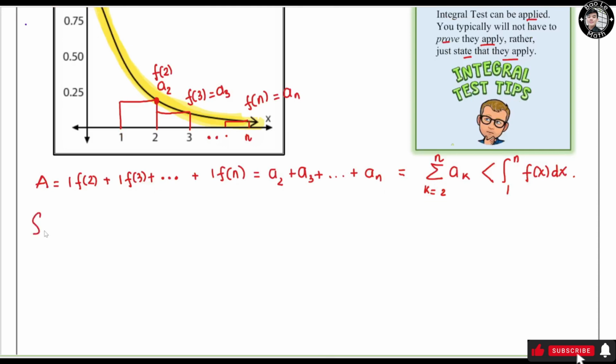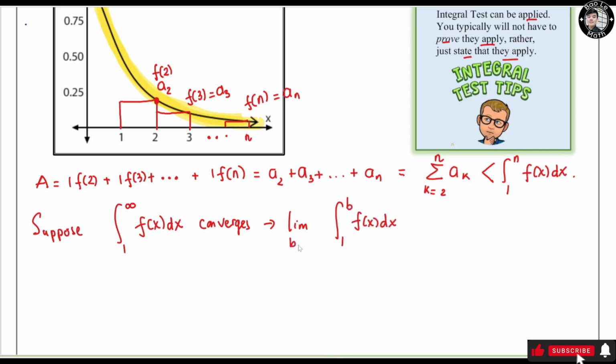Now suppose the integral from 1 to infinity of f of x dx converges. It means the limit of the integral from 1 to b of f of x dx as b approaches infinity equals a constant. I call this m.